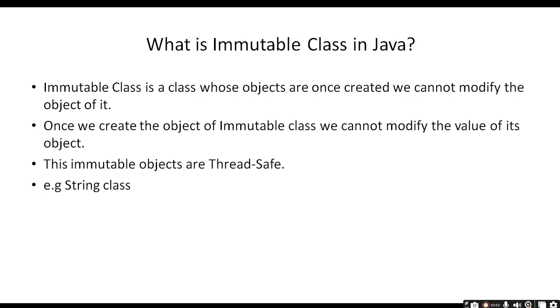So what does it mean? An immutable class is nothing but once we define the object of that particular class, we cannot modify the value of that object, or we can say we cannot modify the particular object of the immutable class. It is known as an immutable class.